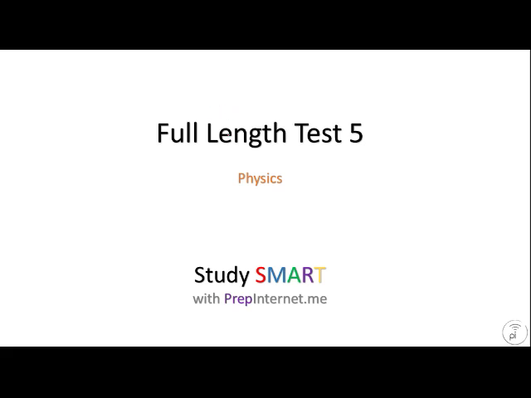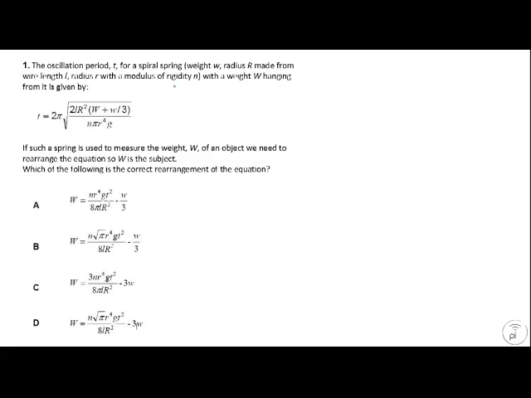Full length test 5, physics. The first question: the oscillation period T for a spiral. Here we have a formula. They ask us to find its weight. So how to find the weight?